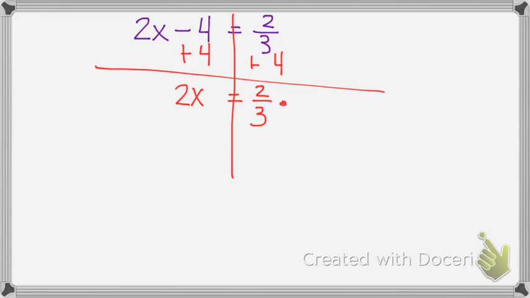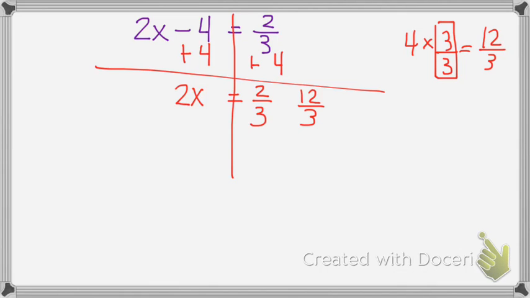So 4 written as thirds is going to be 12 thirds. And the way I do that is multiply by 3 over 3 and get 12 thirds there. And remember, multiplying by 3 over 3 is just multiplying by 1, so it doesn't change it. But that's not times there. This is plus. 2 thirds plus 4. So 2x is equal to 14 thirds.